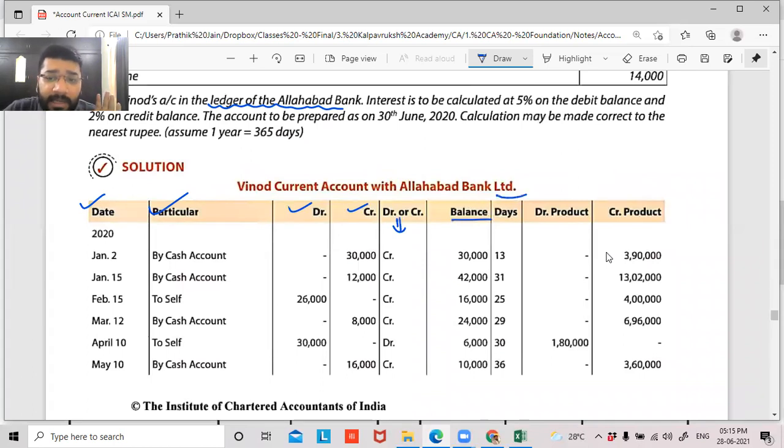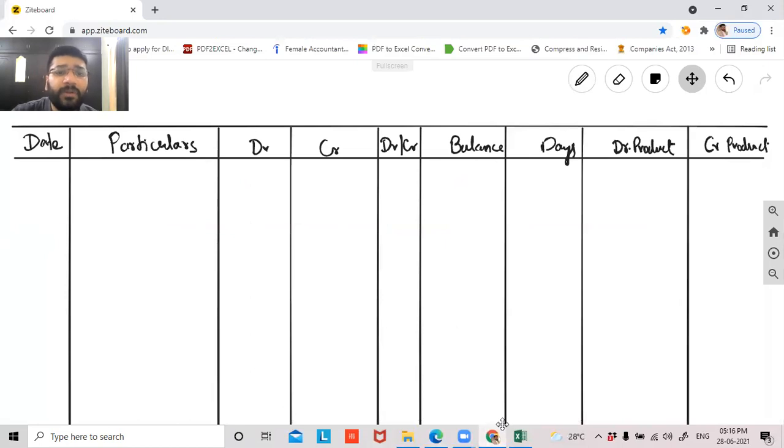Now, the last three columns you're seeing are the additional thing you're doing for the account current concept. Days, DR product, CR product is something which we are doing in addition to the bank statement format. So guys, please note down this format, all of you: date, particulars, debit and credit column. Then the nature of balance, whether it is a debit balance or a credit balance item, whatever balance is left at the end of the day. Then the balance column, days, debit product, credit product.